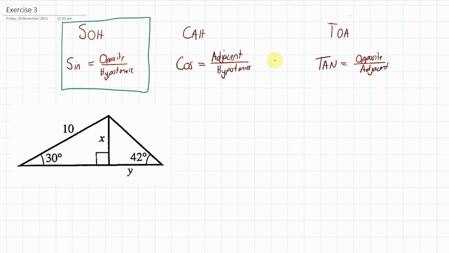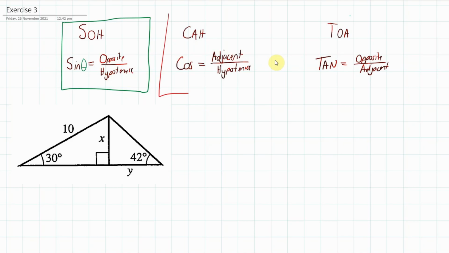And we'll start with SOH. The S stands for sine, and sine is the ratio of opposite to hypotenuse. So the sine of an angle is equal to the opposite divided by the hypotenuse.